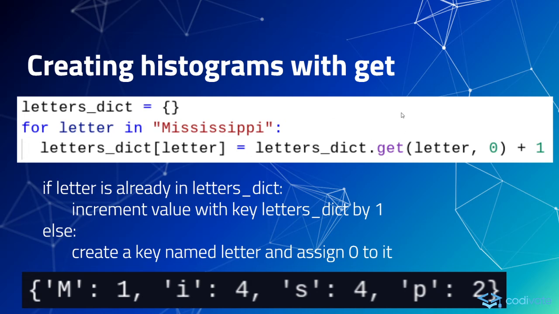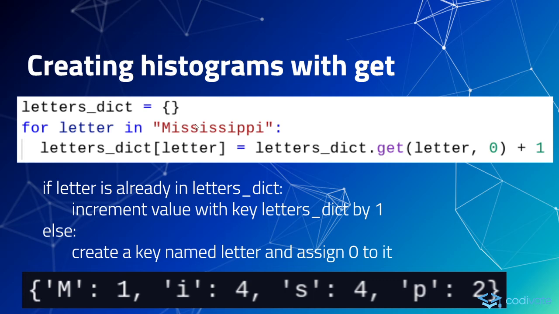And once we've made it, or we've found its current value, we increment it by 1 since we found it, since we're looping through each letter. So the first time I go around, M will be assigned a value of its current value. Well, since it doesn't exist, we have to create it with a default value of 0, and we add 1 to that. So the first time I find M, it gets a value of 1. Same thing with I, same thing with S.